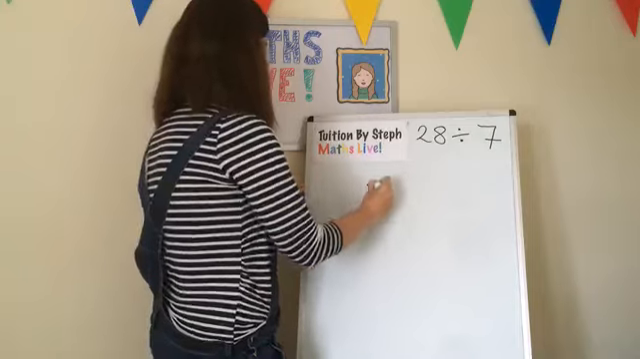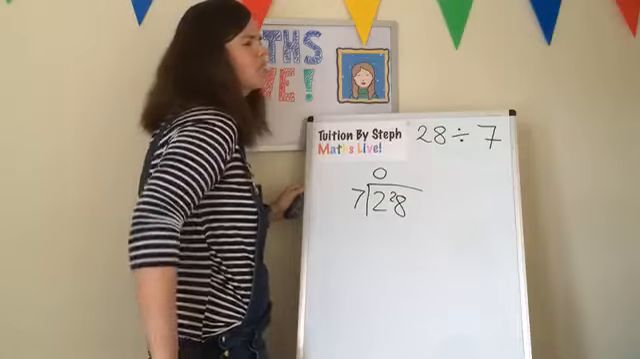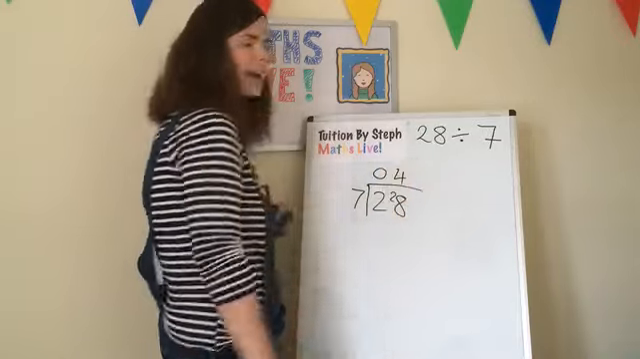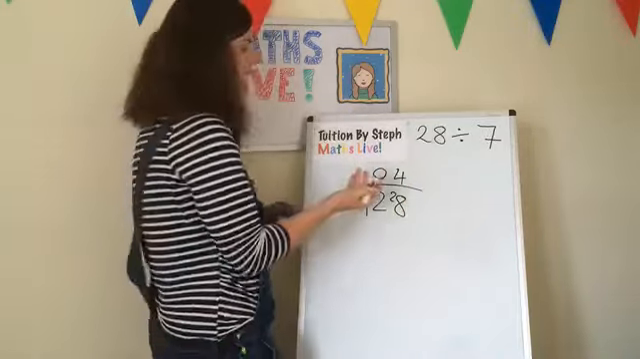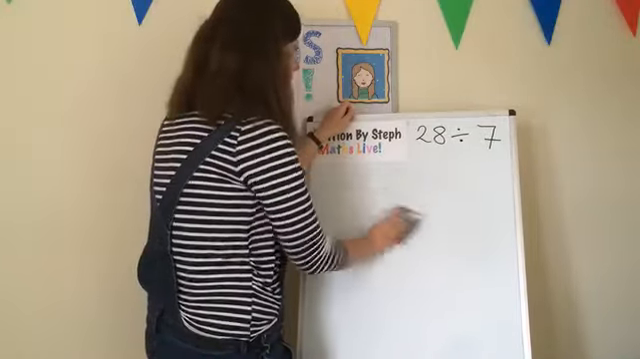So let's have a look. Let's just do a quick bus stop. So 1, 7, 7, 2, 7, 14, 3, 7, 21, 4, 7 is 28. So the answer is 4. And you know that's right because remember, I think the mode was 4, wasn't it? So it is around the middle.